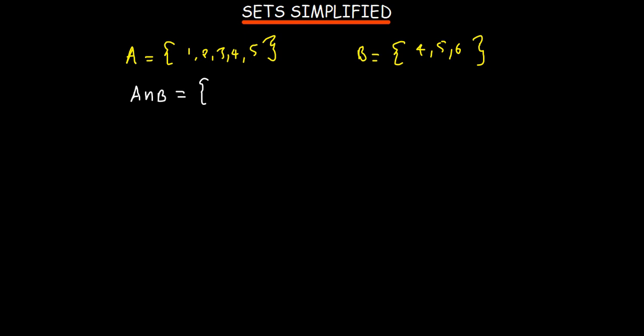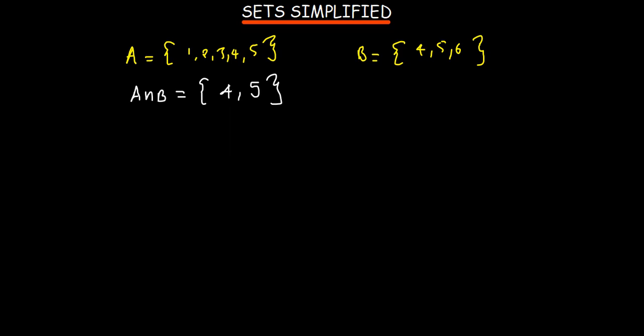So what you can see in these two sets, you can see there is a 4 here, there's also a 4 there, there is a 5, there's also a 5. So 4 and 5 are in both sets. So that is going to form the intersection.